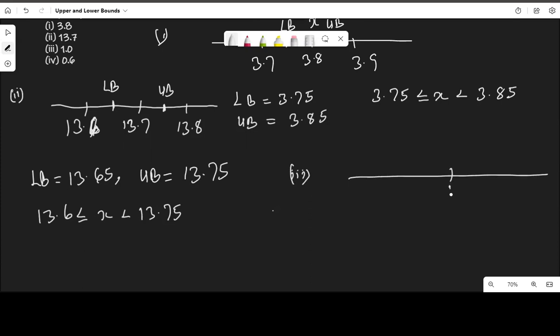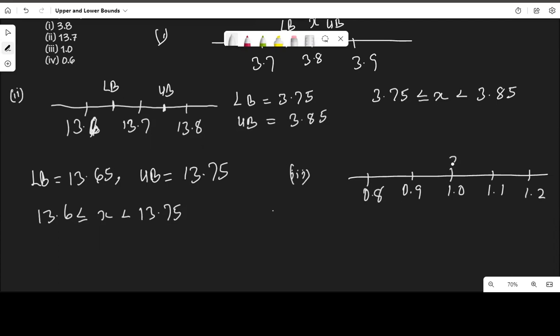Then the next one, second to the last, is 1.0. Remember, we are working to 1 decimal place. The next number to 1.0 is 1.1. That is what you need to take note of. Some students here will write 2 instead of 1.1 because the degree of accuracy is to 1 decimal place. Then 1.2, and before 1.0, we had 0.9, and then 0.8, and so it goes like that.